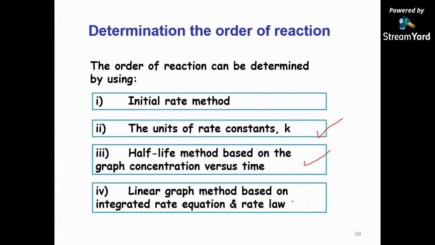Linear graph based on the integrated rate law. This one you haven't learned yet, and then the rate law. And then the initial rate method. This one you haven't learned yet. Okay, always remember there are four methods to determine the order of the reaction. If the question asks for the initial rate method, then you use the initial rate method to determine the order of the reaction. If the question asks about half-life, then you use the half-life graph using concentration versus time. If the question asks about linear graph, then you have to apply the integrated rate equation and rate law. If the question doesn't mention anything, it's up to you.